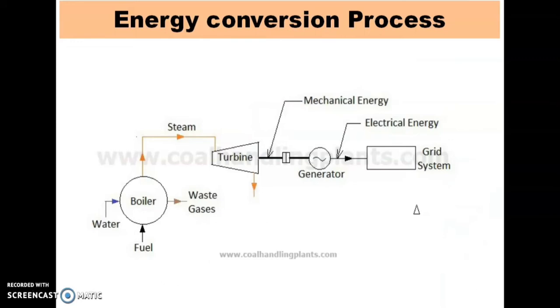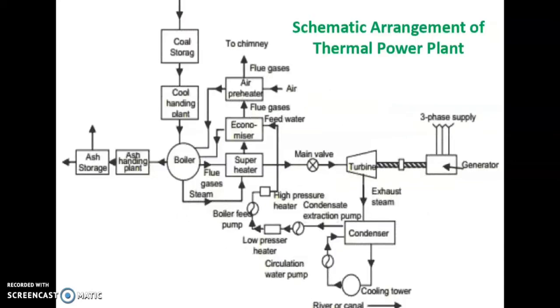Now this is the component diagram of the thermal power plant, where the main components are present, like the boiler, the turbine, and the generator. So this is the diagram of the energy conversion process.